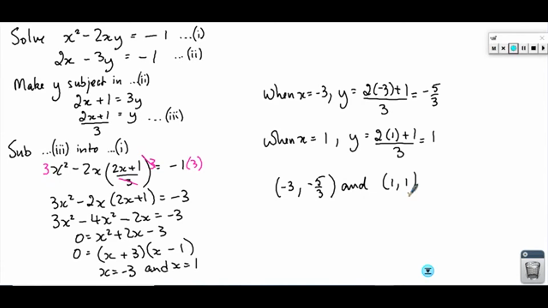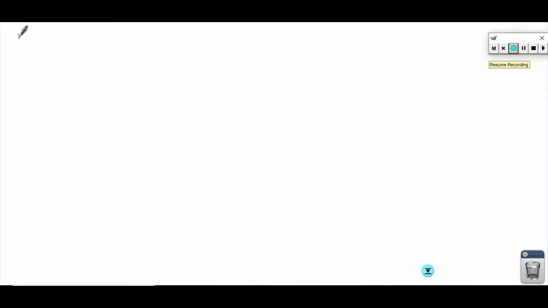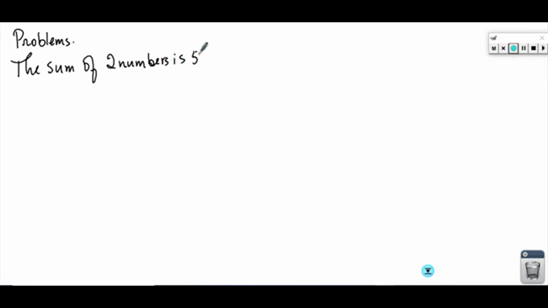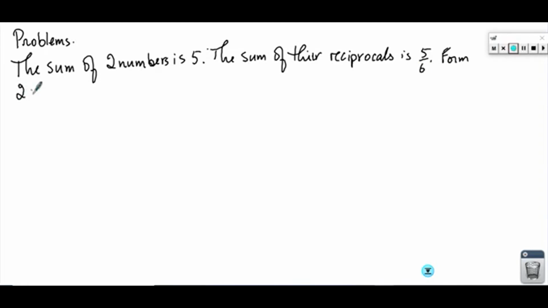Now let's consider a couple of problems. Start our problems. The first problem: the sum of two numbers is 5. The sum of their reciprocals is 5/6. Form two equations and solve them to find the two numbers.